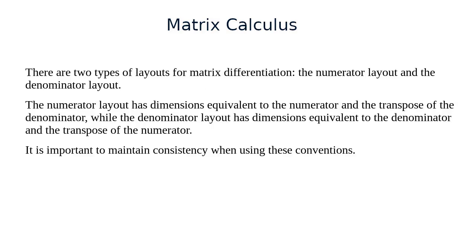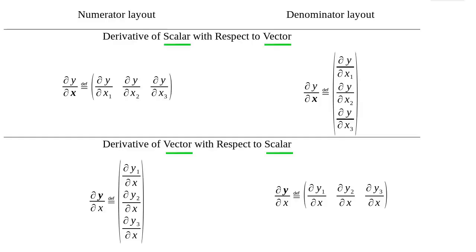Now, let's delve into useful formulas in matrix calculus. There are two common conventions in matrix calculus: the numerator layout and the denominator layout. The numerator layout has dimensions equivalent to the numerator, while the denominator layout has dimensions equivalent to the denominator. It is crucial to maintain consistency when applying these conventions. Here are some definitions in these two layouts.